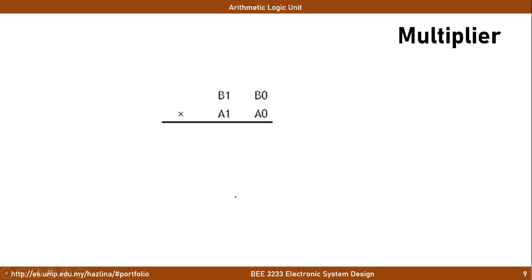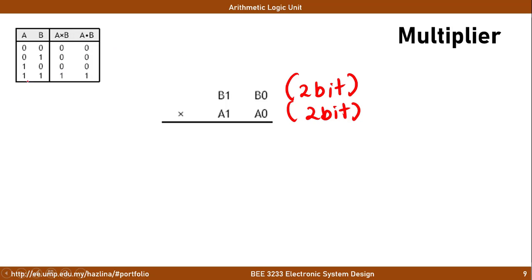Now, the second item that we are going to look at is the multiplier. So before we look into the digital circuit that is related to this multiplier, let's have a look at the multiplication process that is involved. Say for example, we have two 2-bit numbers, B0 and B1, as well as the 2-bit number A0 and A1.